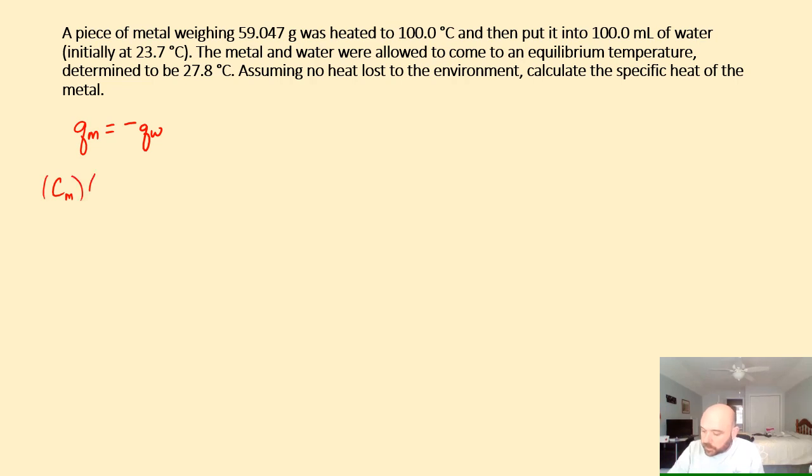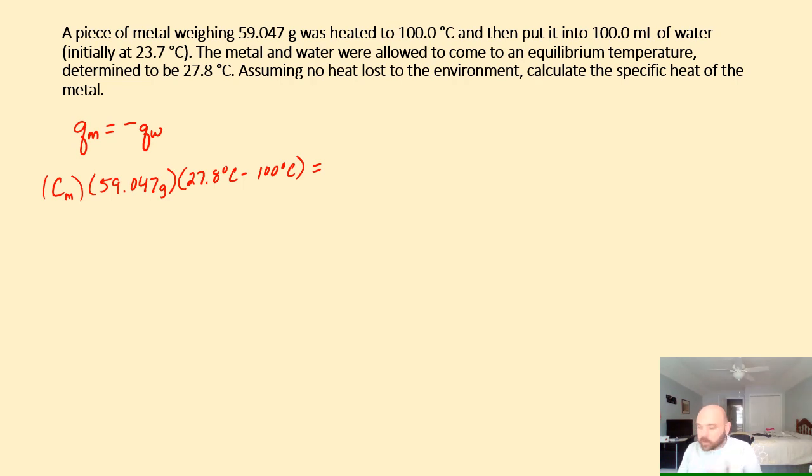And we're supposed to multiply that by the mass of the metal, 59.047 grams, and the change in temperature of the metal. The metal says it was 100 degrees to start with and then reached a final temperature of 27.8 degrees. So 27.8 degrees Celsius minus 100 degrees Celsius is our change in temperature for the metal.